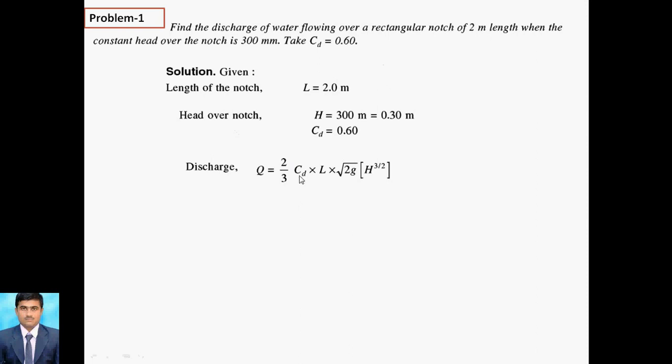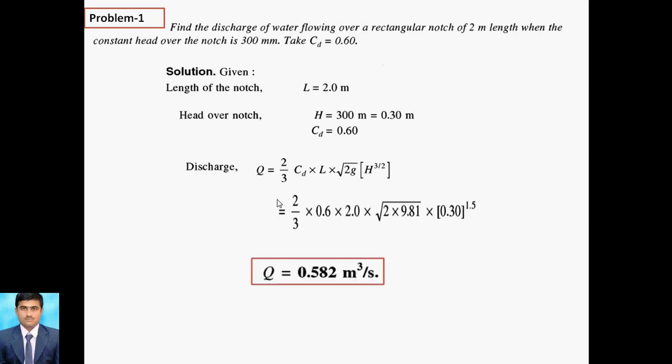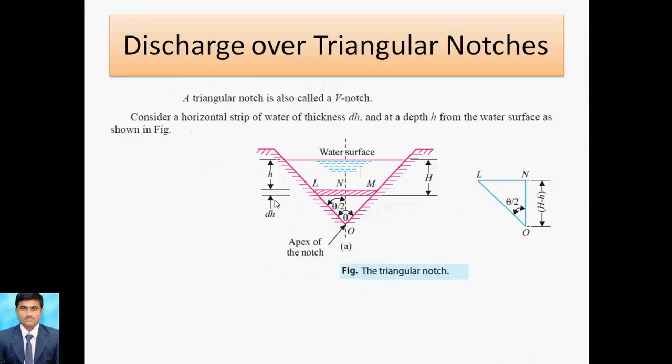So Q is unknown. Put the values: 2 by 3 as it is, 0.6 is Cd, L is 2, root 2g, g is 9.81, capital H is 0.3. After putting these values, the equation becomes 2 by 3 into 0.6 into 2 into root of 2 into 9.81 into 0.3 raised to 3 by 2, that is 1.5. So after that we will get the value of Q equal to 0.582 meter cube per second. So this is the actual discharge for the rectangular notch.